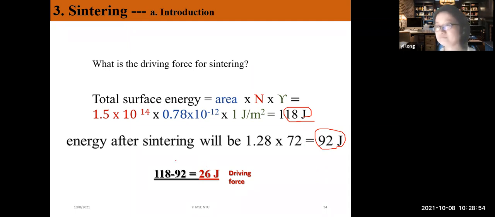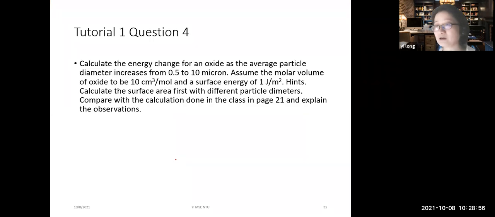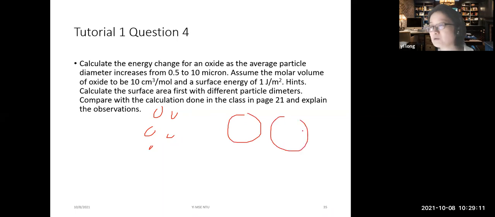Okay, so that's what we put here. And also a tutorial: you're going to calculate another case, which is if I have small particles again. In the previous case, it became cubes stacked together, right? But now it becomes a bigger one.